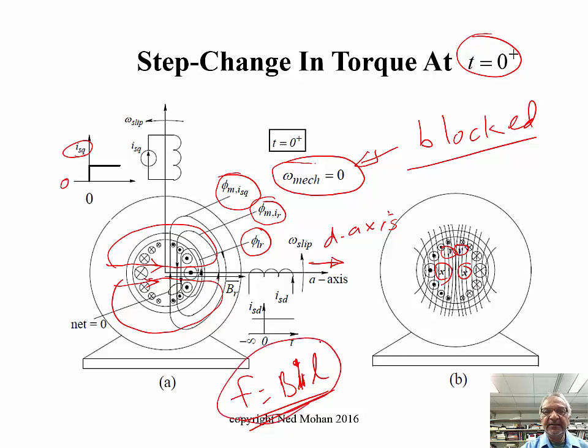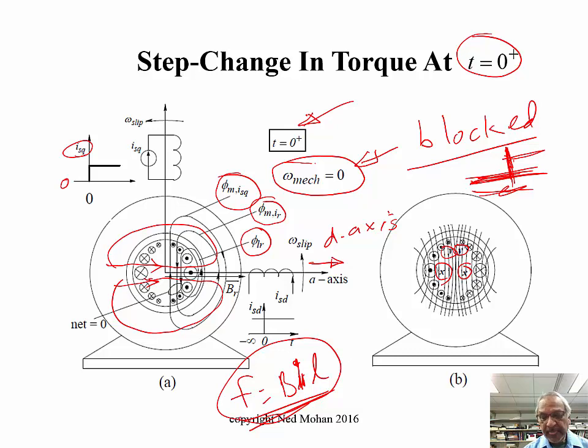So instantaneously you have this jump in torque, which was 0 here, and if you take this as 0 line over here, it was 0 and it jumps. This electromagnetic torque is what I'm plotting here. So that is happening at time 0 plus.